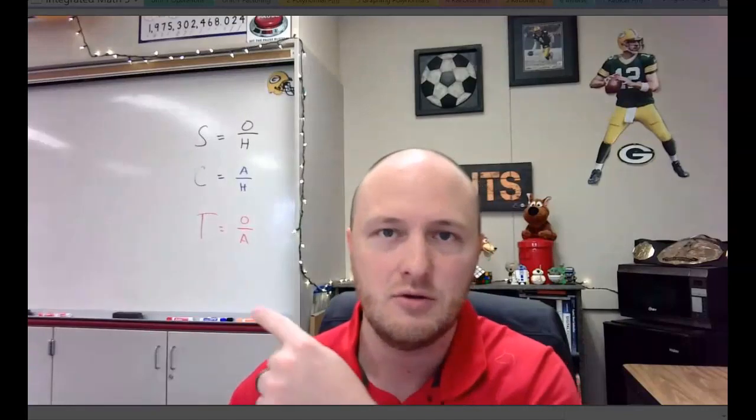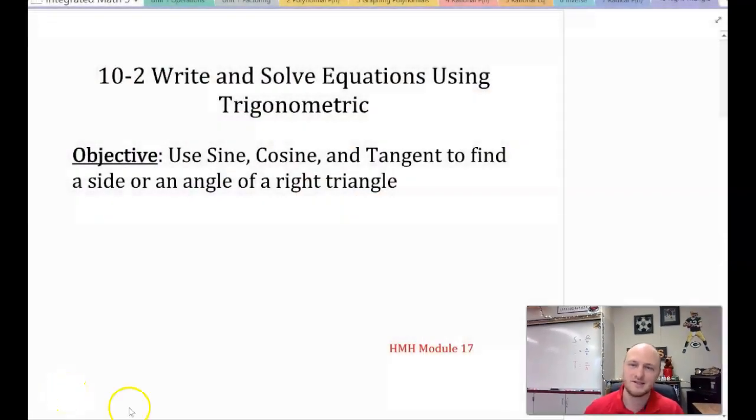In this video we're going to continue to use sine, cosine, and tangent and the SOHCAHTOA acronym, which is right here behind me, and we're going to look to solve some equations. So let's get started. Our objective: find sine, cosine, and tangent to find a side or an angle of a right triangle.